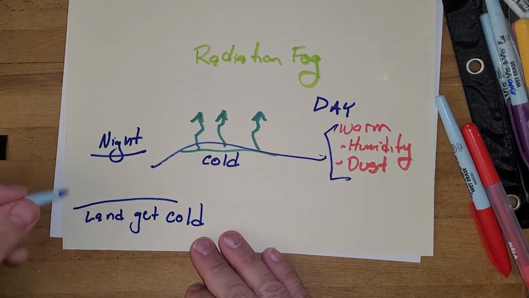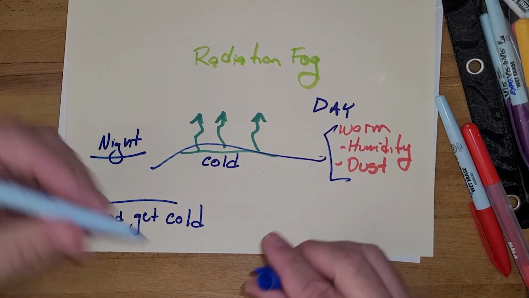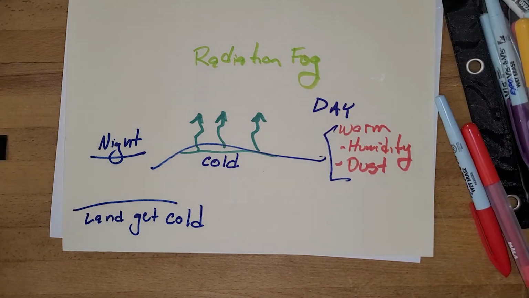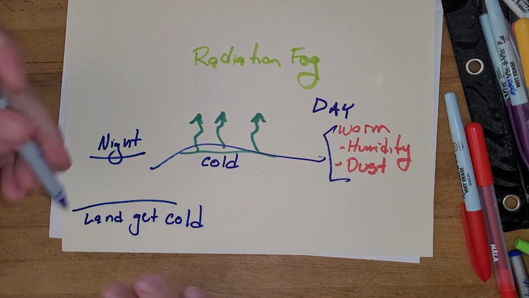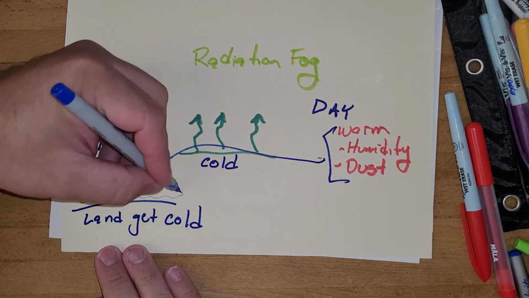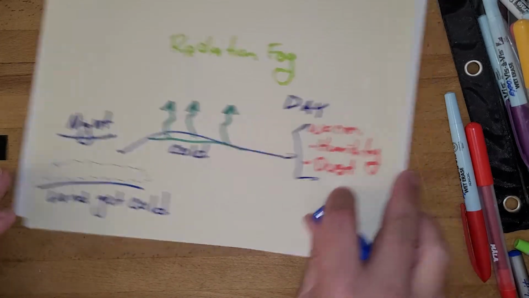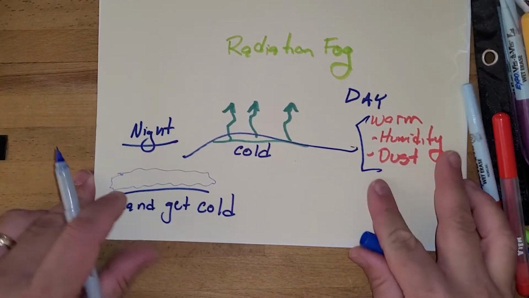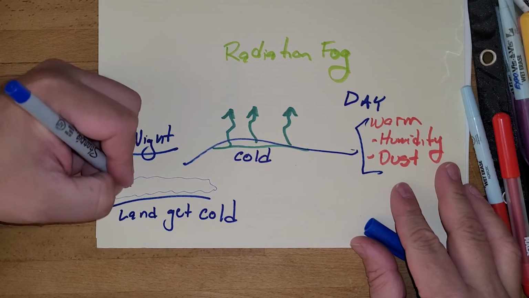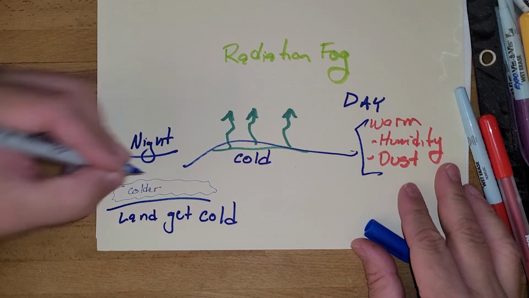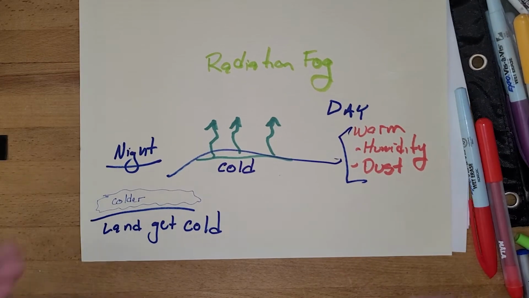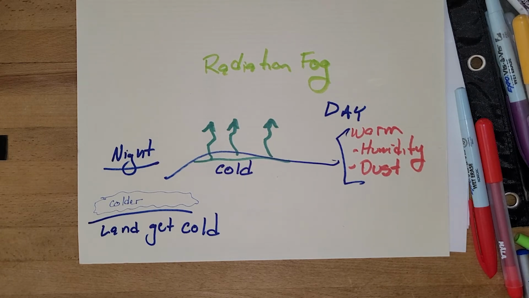When the land gets cold, then the heat in this overlying air, what color should we do air? Here, we'll do it in a lighter blue. This overlying air, this air mass that has the humidity and has the dust, that air starts to get colder. It gets down to its dew point temperature, and boom, there we go. Now we have that fog.